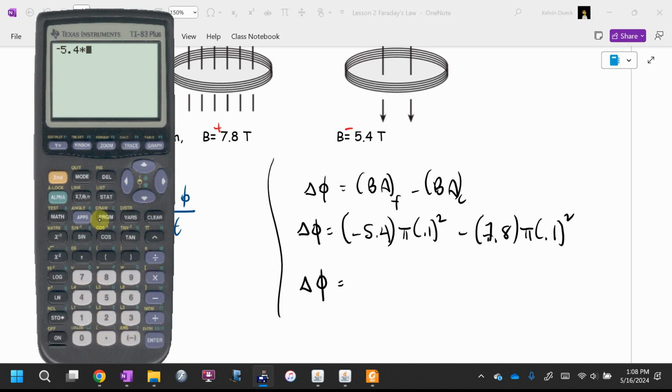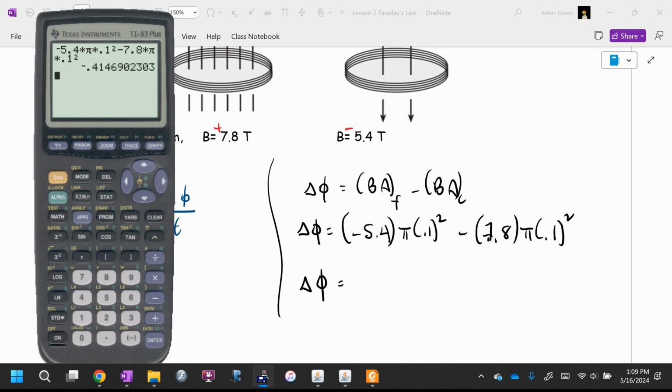Negative 5.4 times pi times 0.1, don't forget the squared, minus 7.8 times pi times 0.1, don't forget the squared. By the way, it would not have been wrong, Carter. You might have let up be negative and down be positive. You'll get a negative EMF. In the homework, I'll accept either the positive or the negative value that you get, as long as you get the same magnitude as me, I'm fine with that.